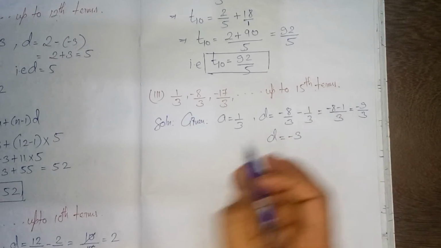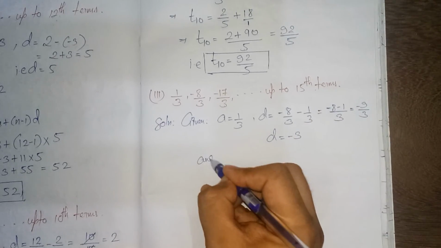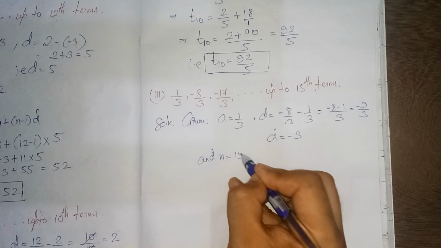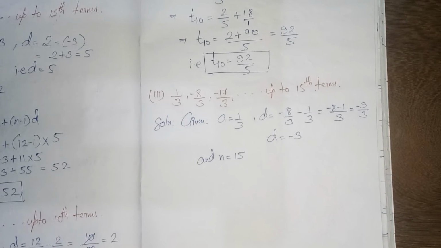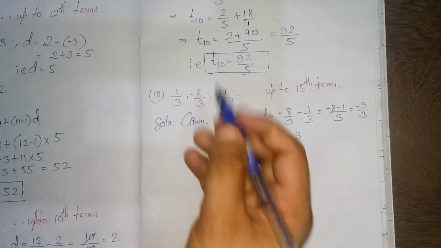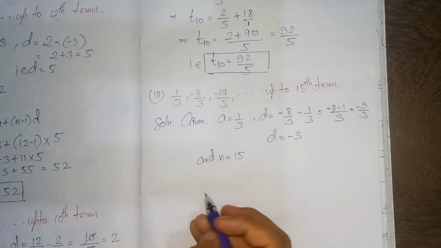And n is equal to 15, right? So we have just noted all the necessary information. Now simply we have to put the given information in the formula.